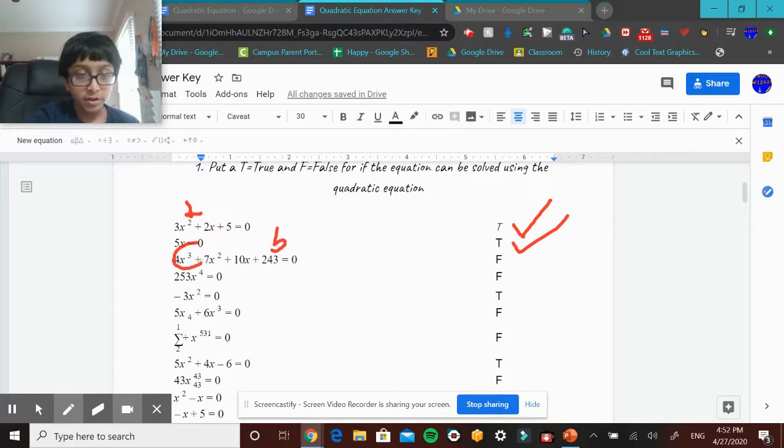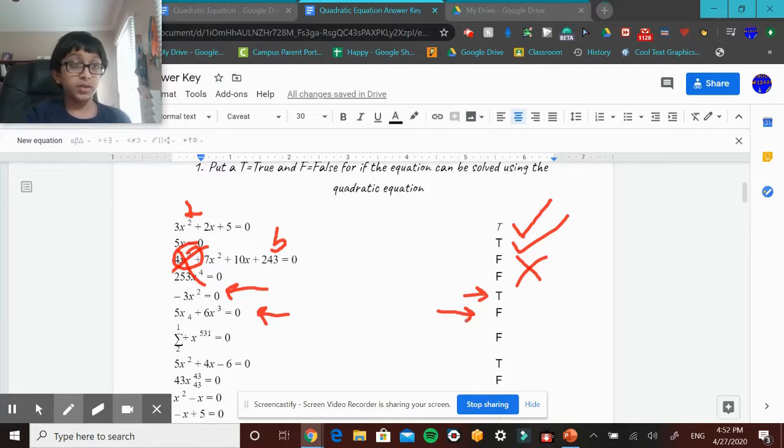We have a 3 exponent. That's not allowed. False. The next one, we have a 4 exponent. False. The next one, everything's good. We have a 2 exponent. It's true. Next one, we have a 3 and a base of 4. You'll learn that later. False.